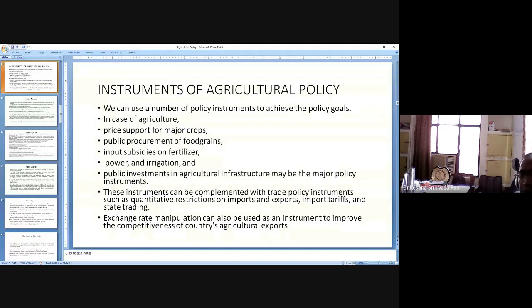So these are the objectives and these types of instruments by which the agriculture policy has been planned and implemented in such a way. Next slide, please.